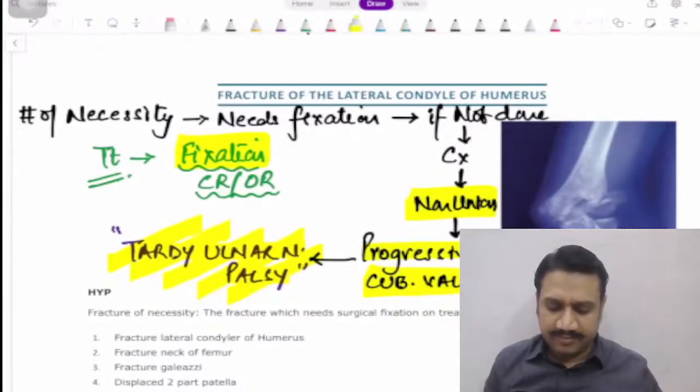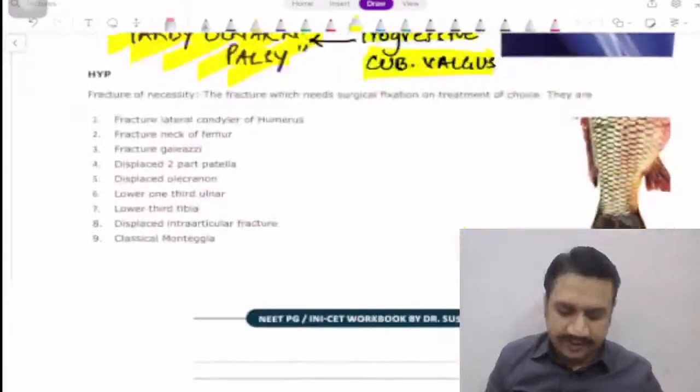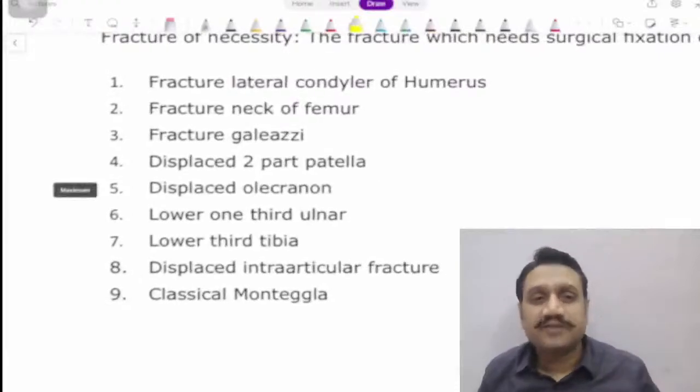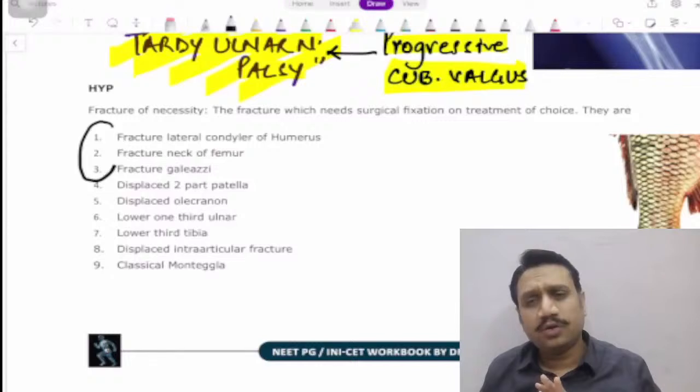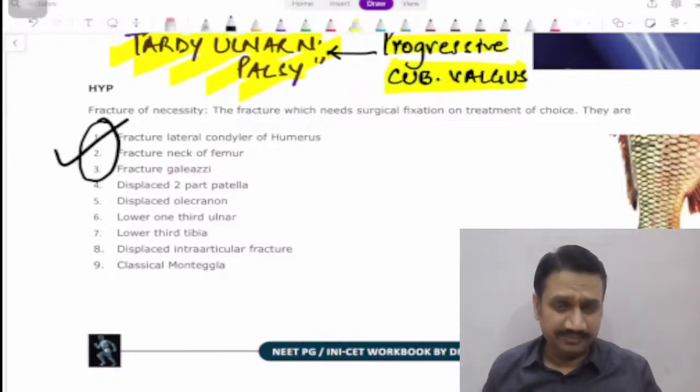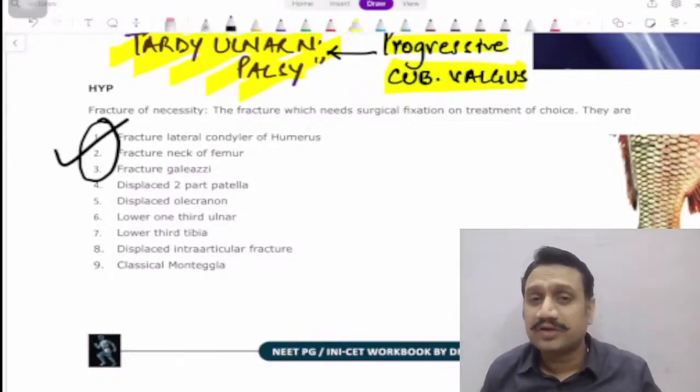And please remember, in your exams you may get a question on any of these three. They are always fractures of necessity and always have to be operated. This is the list of your fractures of necessity. Operate all the time, right? Never ever tell them that we have to go for conservative management.